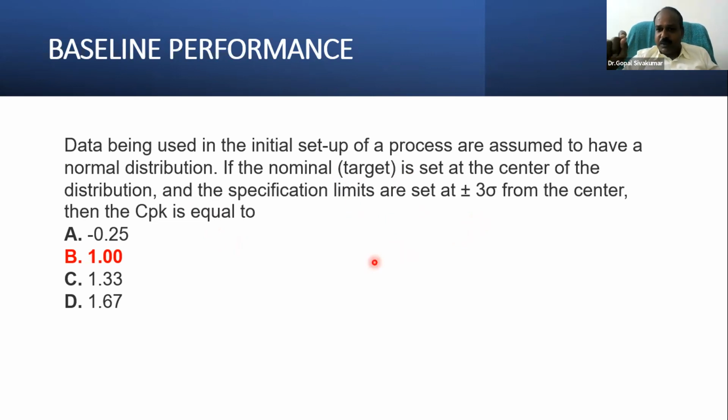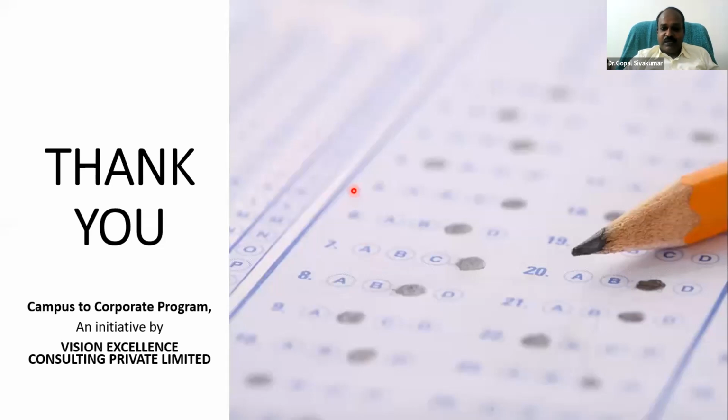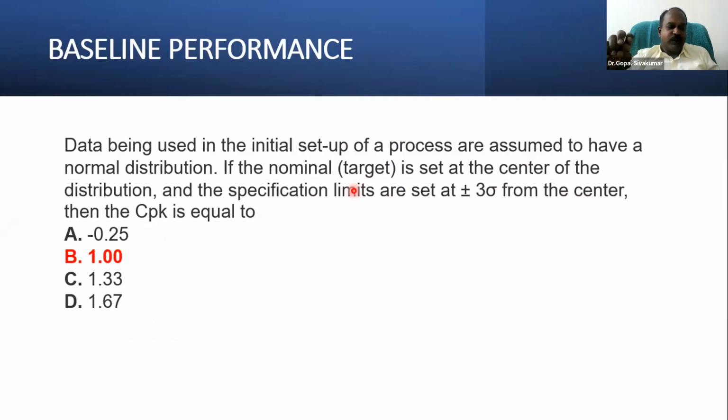Specification limit and control limit are overlapping. What is the sigma level of the process when they are overlapping? 3 sigma. When the control limit and specification limit are overlapping, your CPK will be equal to 1. Always when we multiply the CPK by 3, we get sigma. Since the process is 3 sigma, you divide by 3 to get your CPK value. Clear?